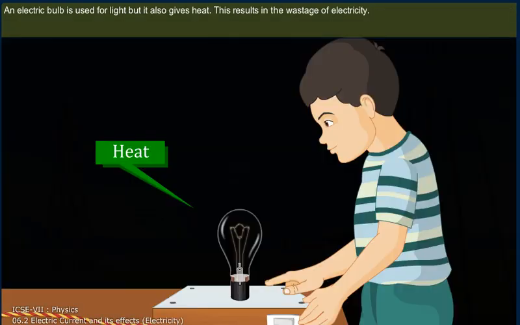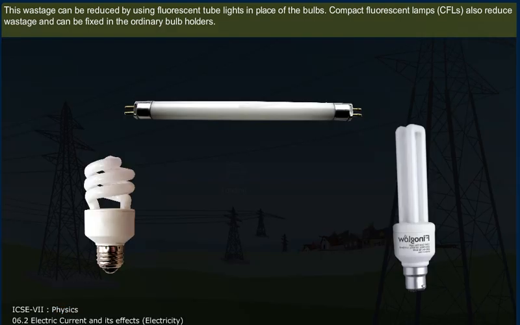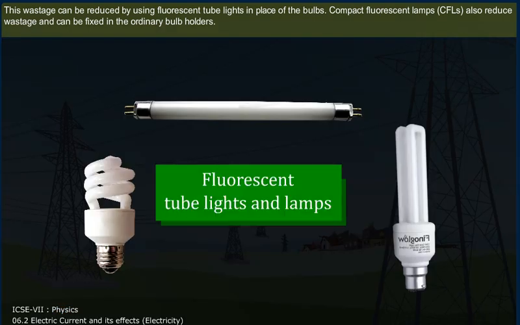An electric bulb is used for light, but it also gives heat. This results in the wastage of electricity. This wastage can be reduced by using fluorescent tube lights in place of the bulbs. Compact fluorescent lamps, CFLs, also reduce wastage and can be fixed in the ordinary bulb holders.